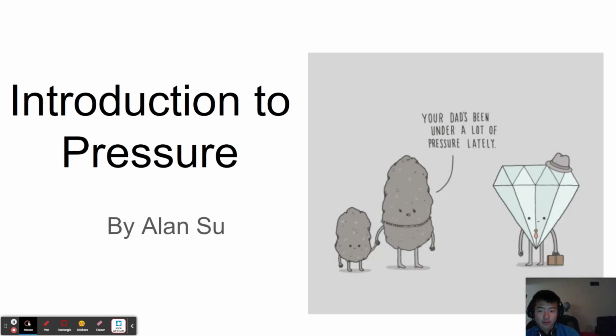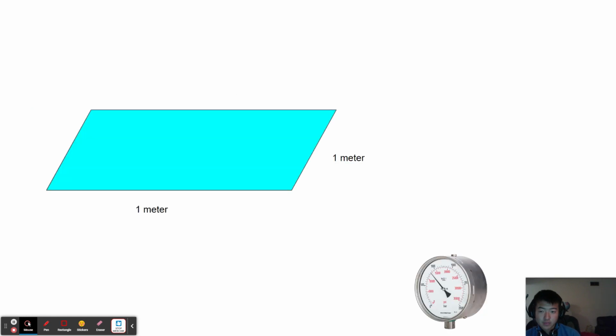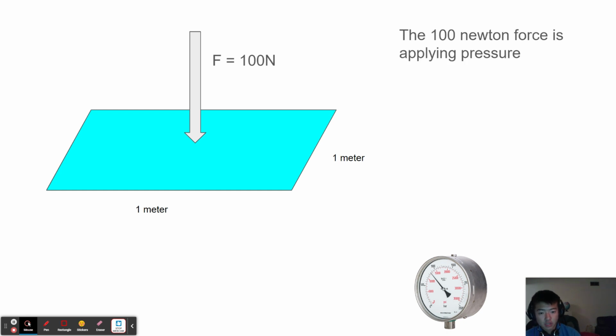Today we'll be going over pressure. So imagine you have a 1 by 1 square here and a force is applied on it. Well, you could say this force is applying pressure on the square. Pressure is defined as the force divided by the area it is being acted on.